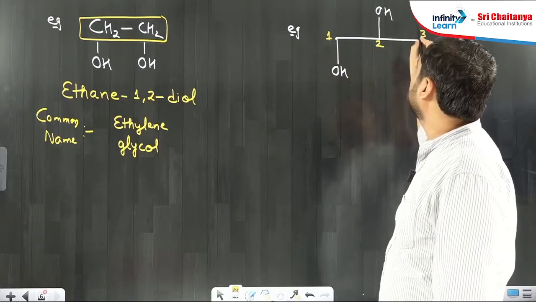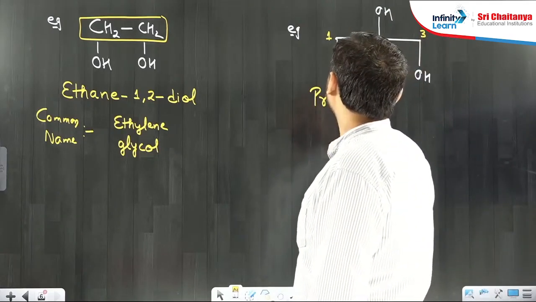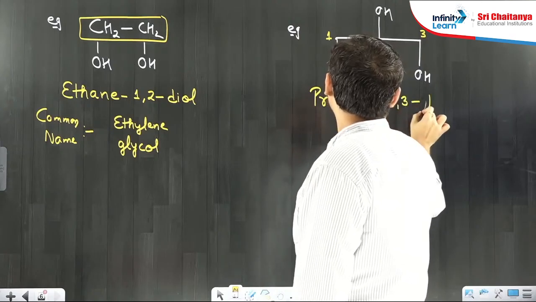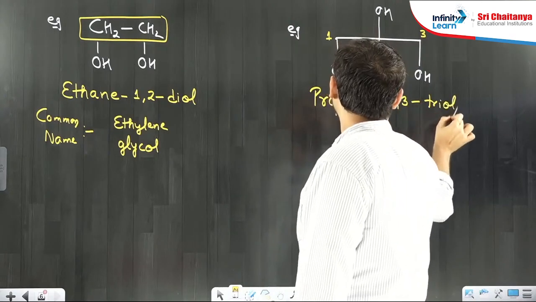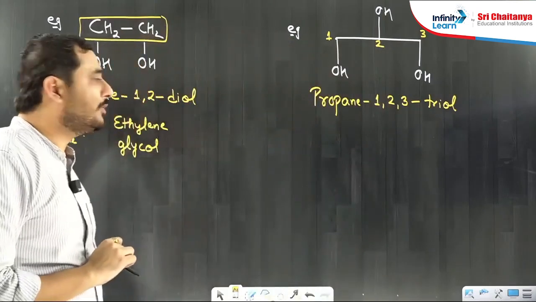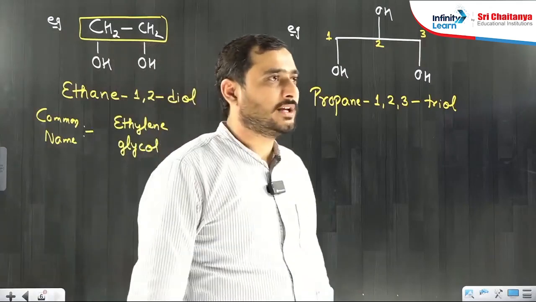Now next, how many carbon atoms are in the parent chain? 3 carbon atoms. So for 3 carbon atoms, what do we write? Prop, single bond, ane. Now 1, 2, 3. How many alcohols are present? 3. So to specify 3, what do we write? Tri. So what is the name of this compound? Propane 1, 2, 3 triol.